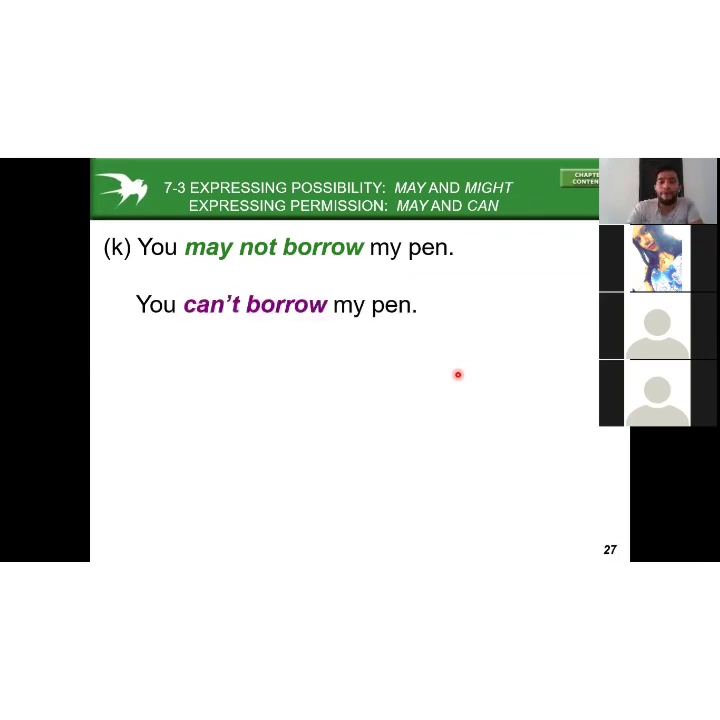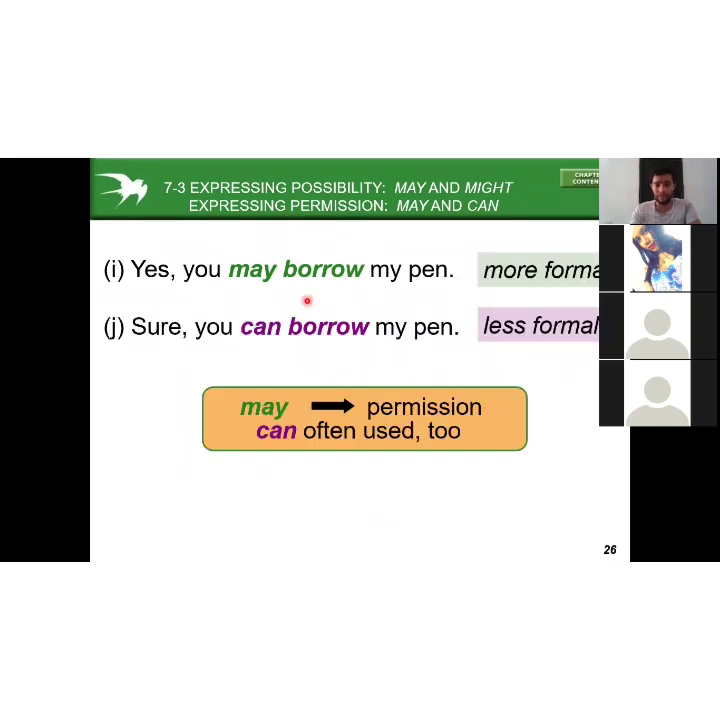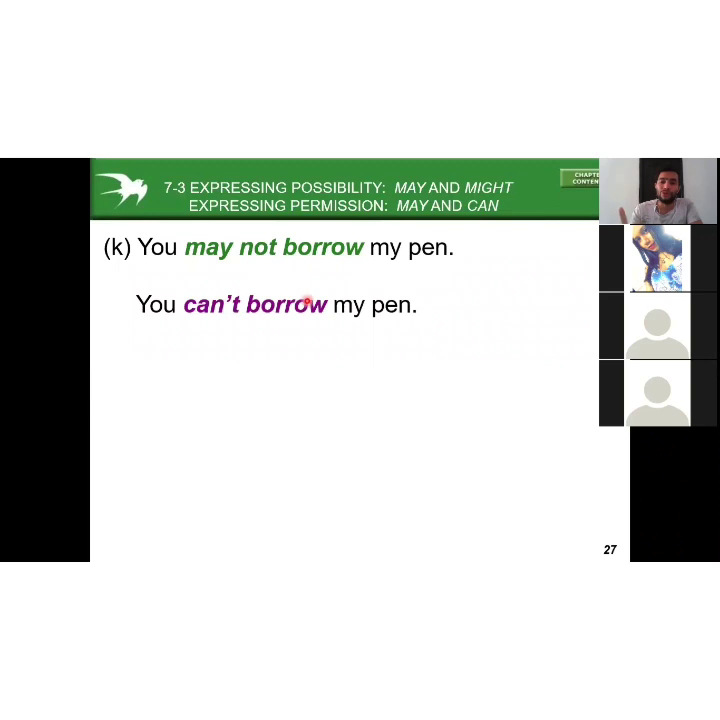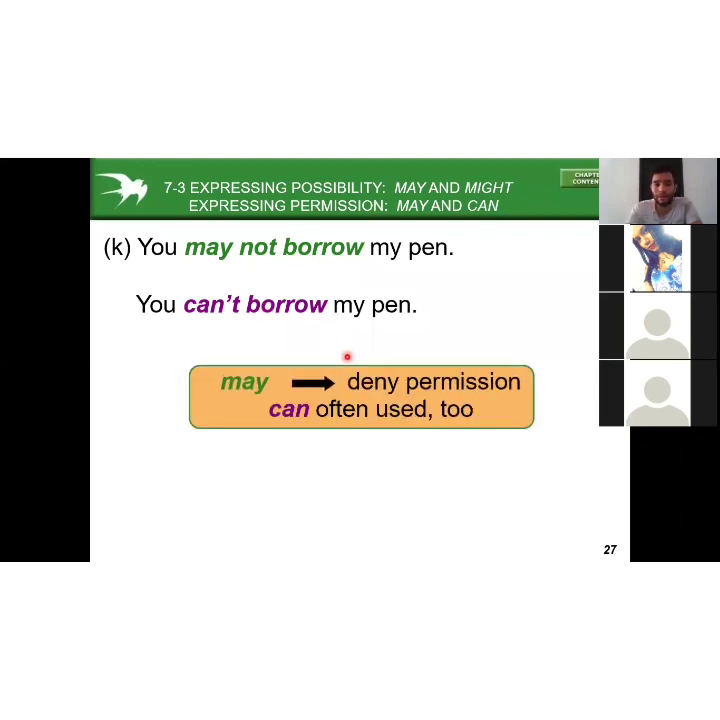As for the negative form, if we are giving permission with a positive form, to deny permission or not give permission, we say "may not," right? So "you may not borrow my pen," or "you can't borrow my pen." Again, one is more formal than the other. We use "may" in the negative form and "can't" in the negative form to deny permission. I mean, not to give permission. I think this is clear.